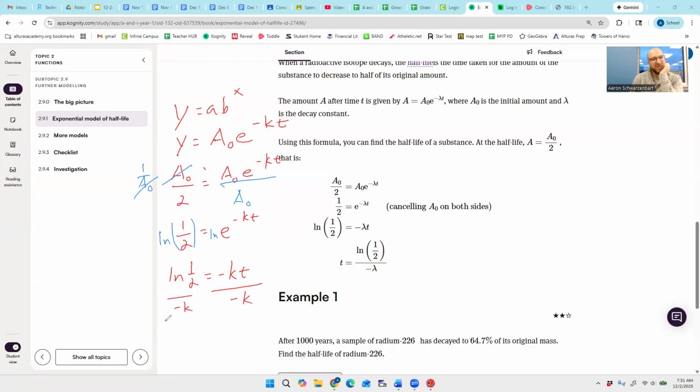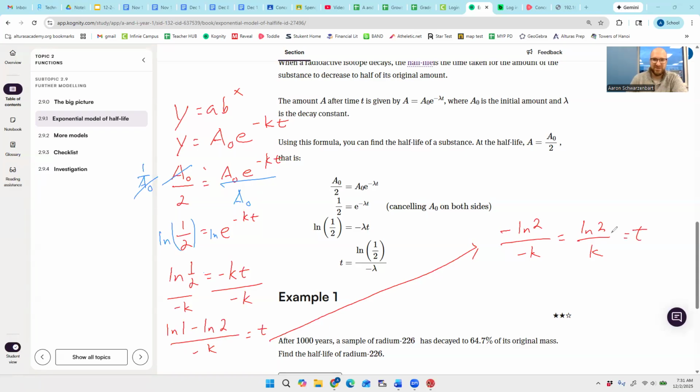Now here's this really nice trick. You can use the laws of logs. ln 1/2 is ln 1 minus ln 2. They're not showing this, but this is a pretty common way of doing this. ln 1 is 0, so 0 minus ln 2 just becomes negative ln 2 over negative k, which equals ln 2 over k, and that was equal to the time for my half-life. Often we know the half-life's time, so we'll solve for k. But it can work either way.